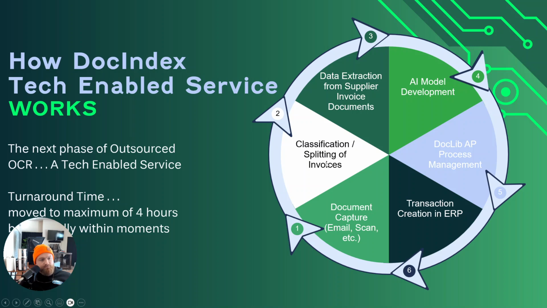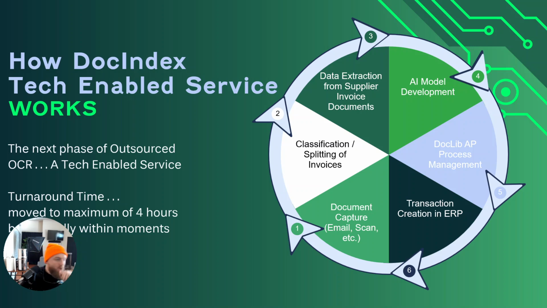The first step in the actual DocIndex process is the classification and splitting process. So if you think about it, especially if we are connected to a shared AP inbox, there's a variety of communication, a variety of types of documents that are going to be coming into that inbox. That could be AP statements, could be supporting documentation around contracts, whatever it might be. So our first step is to make sure that the document coming into DocIndex is truly the document that we are expecting to process. And that would be classifying the supplier invoice as a supplier invoice.